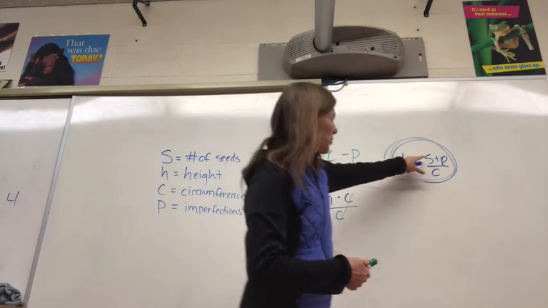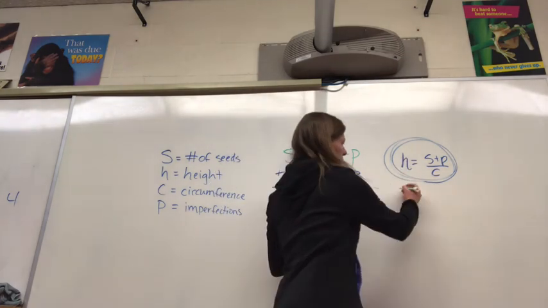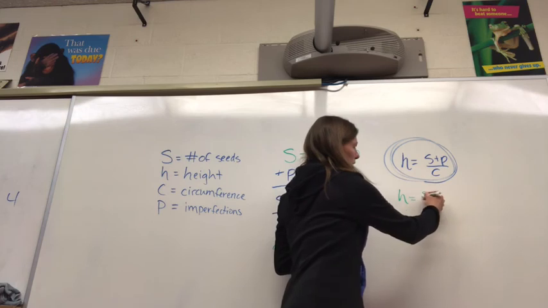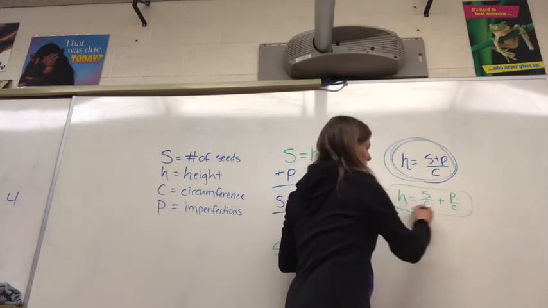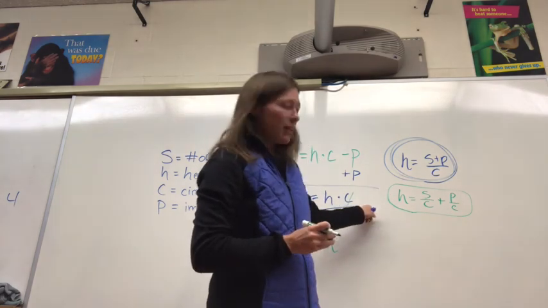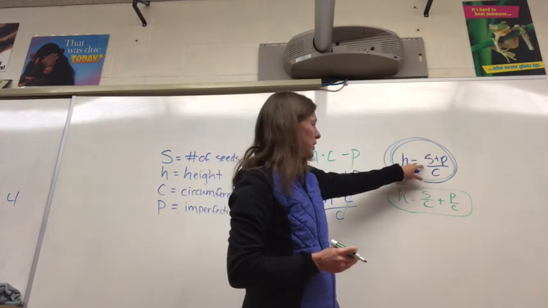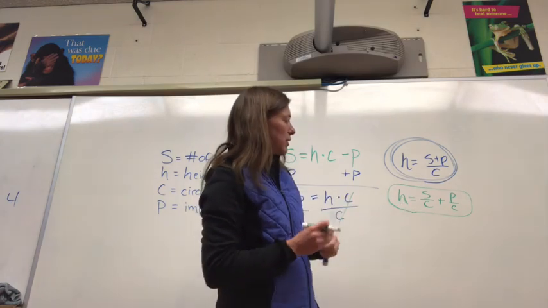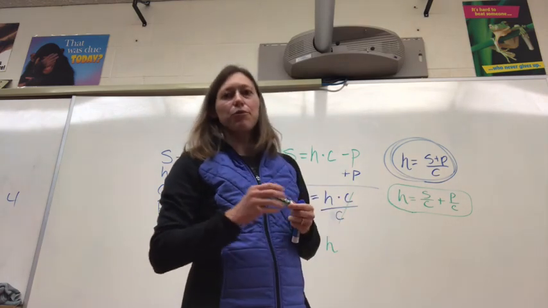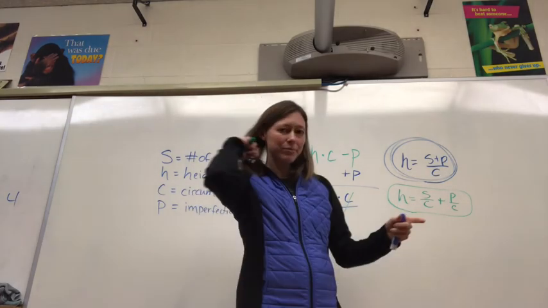You could also divide each piece by c and go h equals s divided by c plus p divided by c. Okay, either is correct. If you're going to plug something into the formula, it's easier to leave it this way. Okay, but sometimes you'll be asked to write each piece as a fraction. All right, so that's solving.